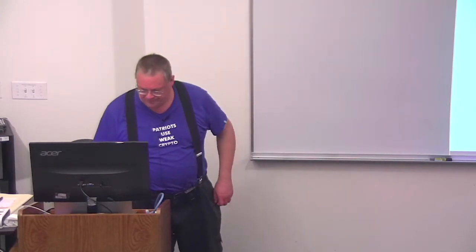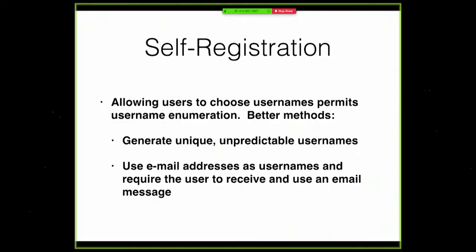Yep. And then there's self-registration. If you let users choose their usernames, then they can try usernames, and you'll have to tell them if that username is already in use. So now they can do username enumeration. So other ways are to generate names to make them use that, or just use email addresses. This is what most people do. You have to use an email address, and it has to send you an email, and you have to prove you're getting that email in order to get in. That's a pretty good arrangement.